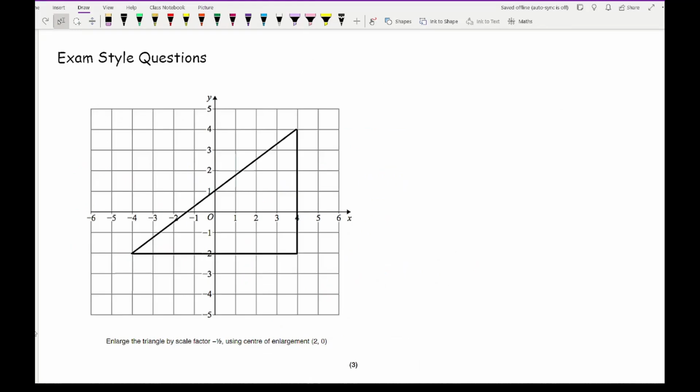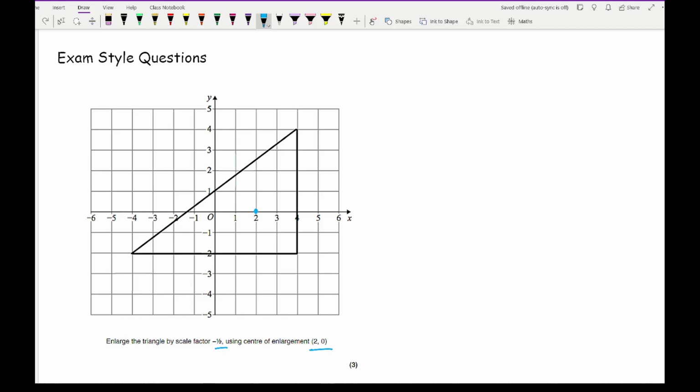In this question it says that we need to enlarge the triangle by a scale factor of -1/2 using the center of enlargement of 2, 0. First things first, what we want to do is mark where the center of enlargement is. 2, 0 is here. Obviously the center of enlargement can be inside shapes, you just need to be mindful of this. We are going to be drawing a shape that is half the size of this triangle. So that's what we need to remember.